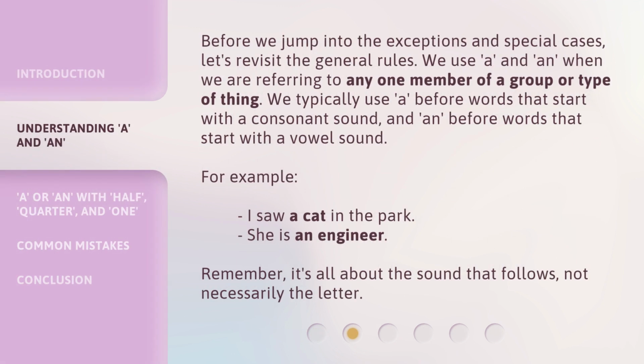Before we jump into the exceptions and special cases, let's revisit the general rules. We use a and an when we are referring to any one member of a group or type of thing. We typically use a before words that start with a consonant sound, and an before words that start with a vowel sound. For example, I saw a cat in the park. She is an engineer. Remember, it's all about the sound that follows, not necessarily the letter.